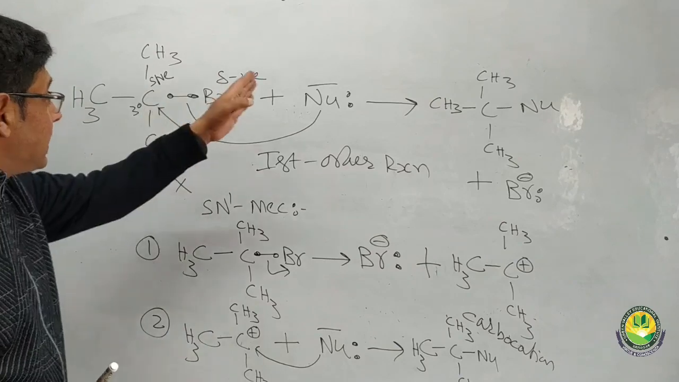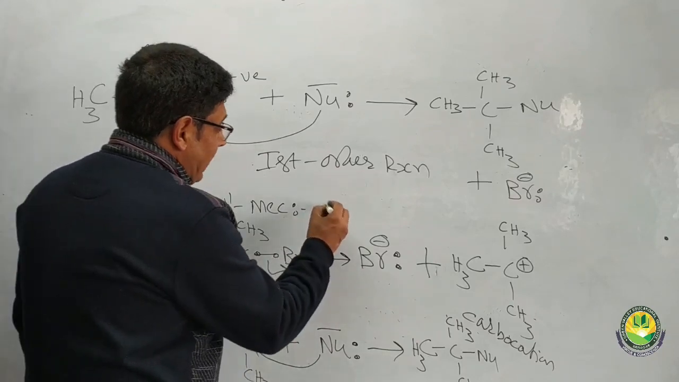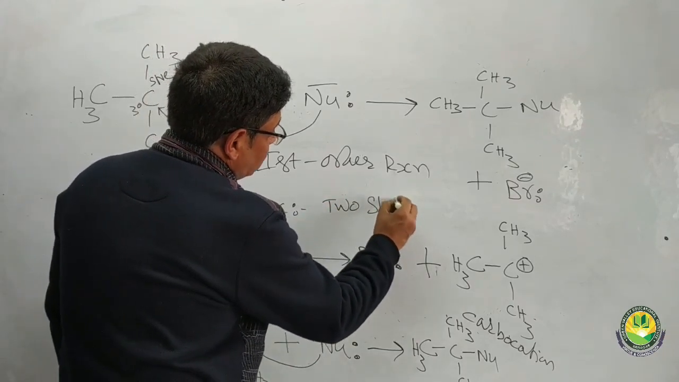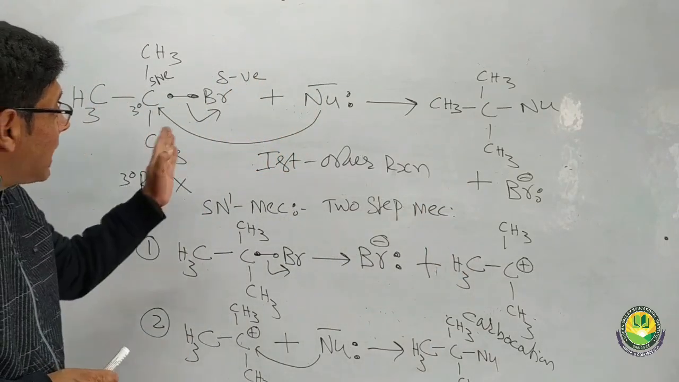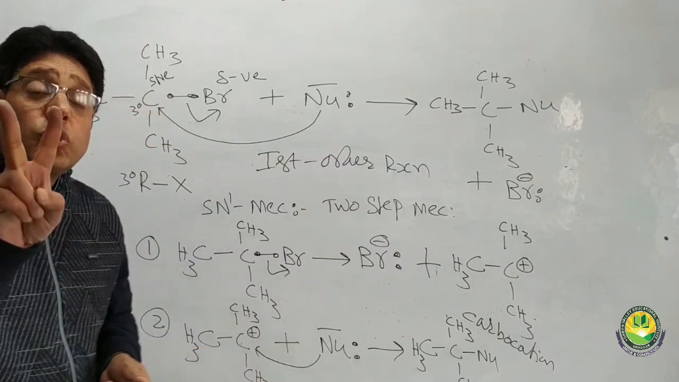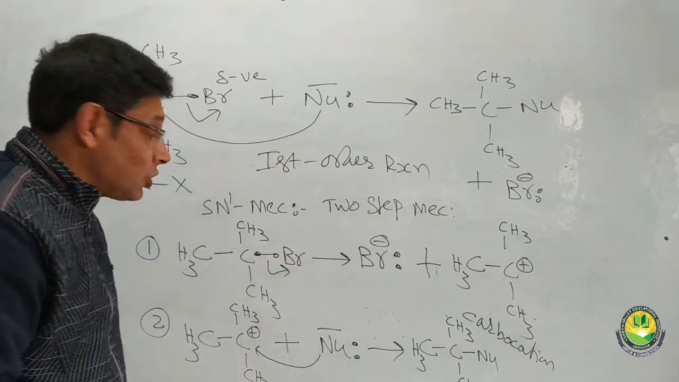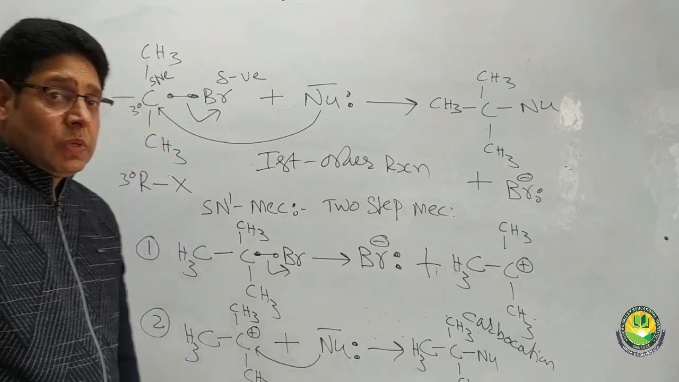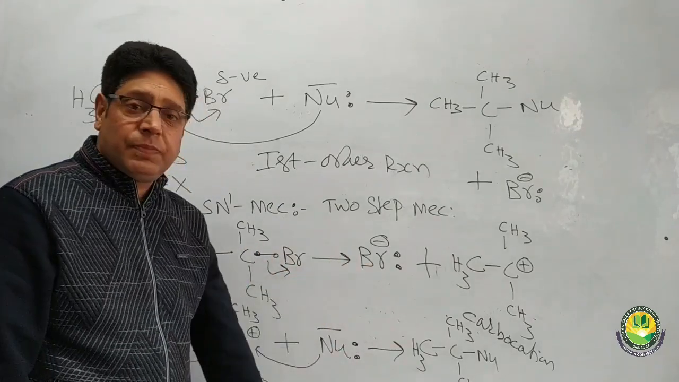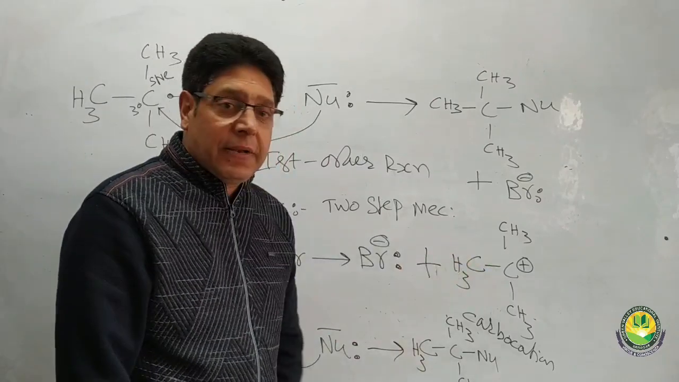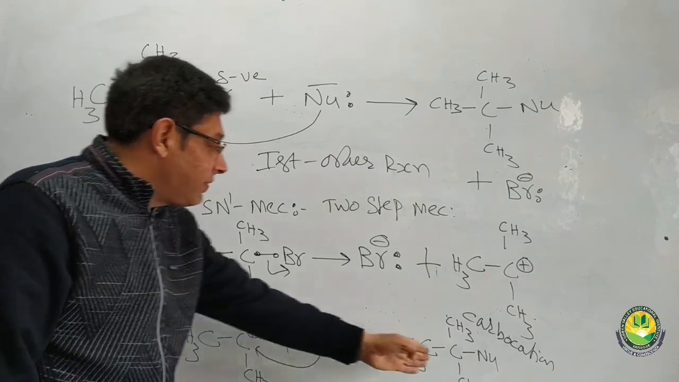Why? Because this reaction involves the SN1 mechanism, which is a two-step mechanism. In the mechanism of this reaction, two steps are involved. In the first step, the carbon-bromine bond breaks and we get a carbocation. In the second step, the nucleophile establishes a bond with the carbocation.